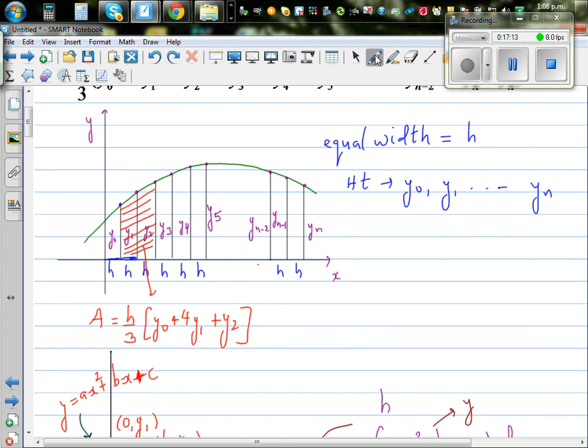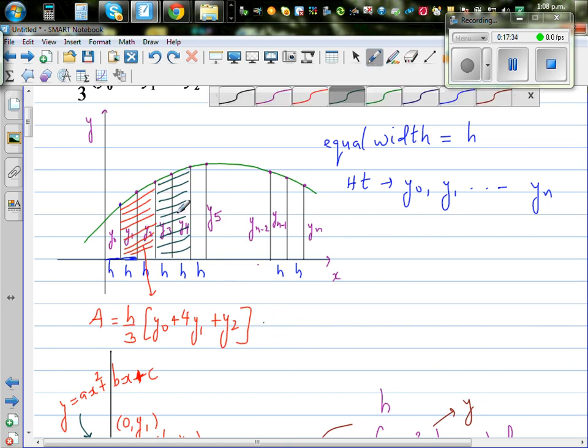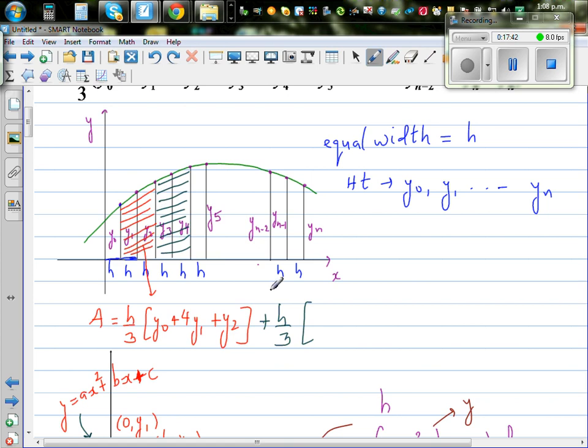Okay, but if you take the next 3 points, if you take these three, I'll write with that color, plus, so again it'll be h over 3. So the area under these 3 points would be plus h over 3 times y2, this y2 is going to be repeated. Can you see this is y2 plus, in between you've got y3, it'll be 4y3 plus y4. Okay, so can you understand when you factor out h over 3, it'll be y0 plus 4y1 plus y2 plus y2, which will make it 2y2.